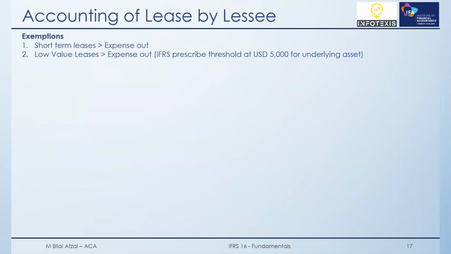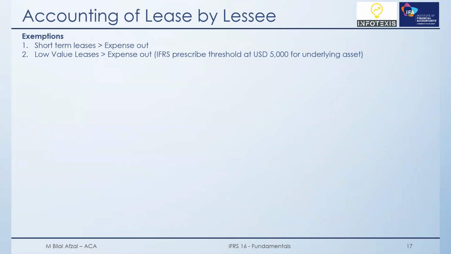The second one is low value leases. What does the standard mean by low value leases? The value itself may vary from company to company. One value may be low from my perspective, and the same may be material from another perspective. The standard did prescribe a threshold. In fact, it suggested the threshold at the value of USD 5,000.